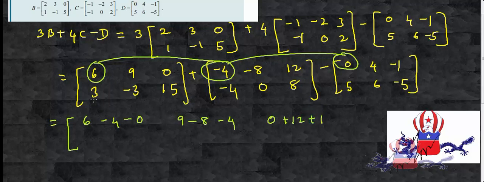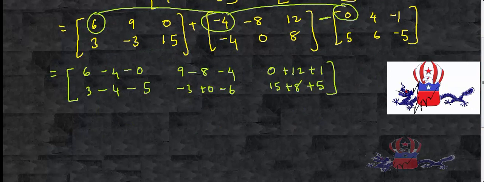The second row first element 3 added with -4 added with -5, -3 added with 0 added with -6, because you have a negative sign here, be watchful of that. 15 added with positive 8 added with negative times -5 would give me positive 5, okay, because negative times negative is positive. So this can be again rewritten as 6 added with -4 would give me positive 2, 9 added with -12, because -8 can be added with -4, that would give you -12.